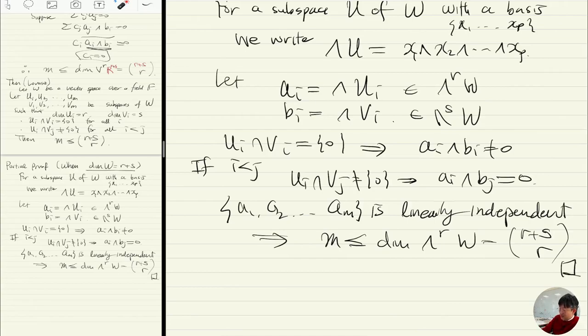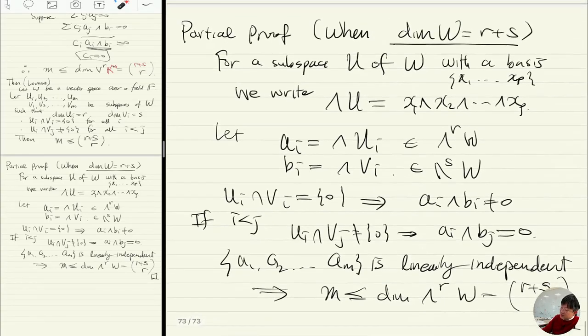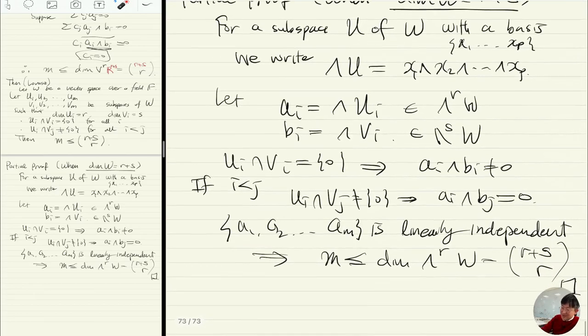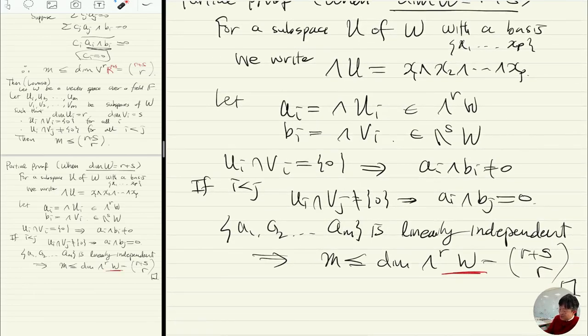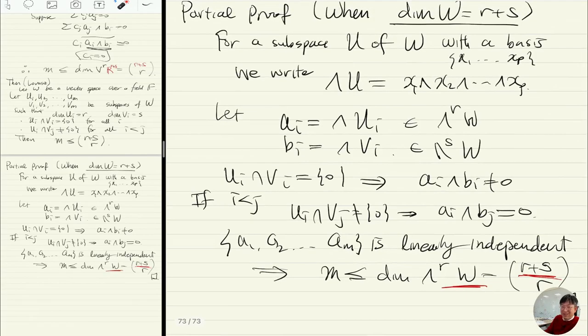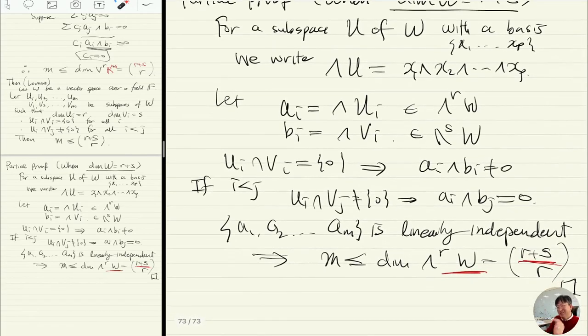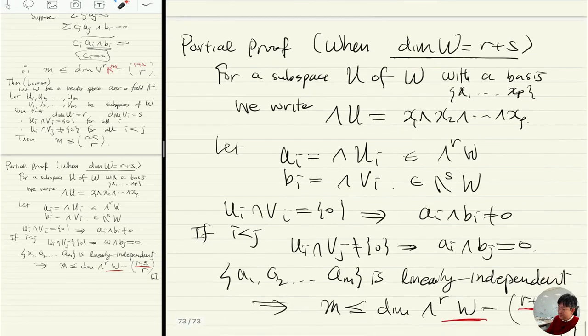That's the proof. If you look at this, we need the assumption that the dimension of W is equal to r plus s. Otherwise, we have a different bound. This is the only place I use that assumption. So what happens if W has a larger dimension? That's the topic of the next section. Okay? That's it.